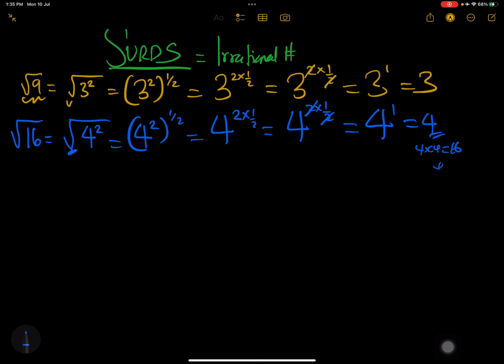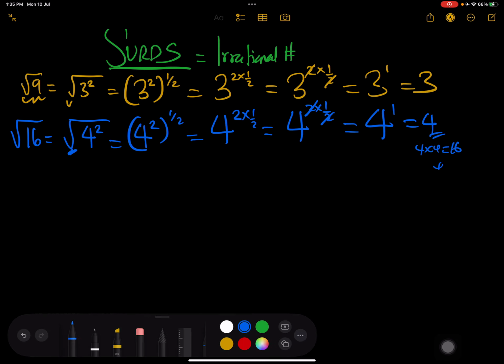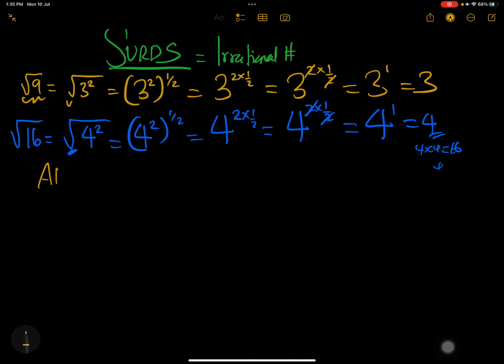If we see things in the form of square roots, then we are looking at surds. Now let's look at how we can add surds together. I'll say addition and subtraction because they're almost the same. Addition and subtraction of surds are somehow similar.